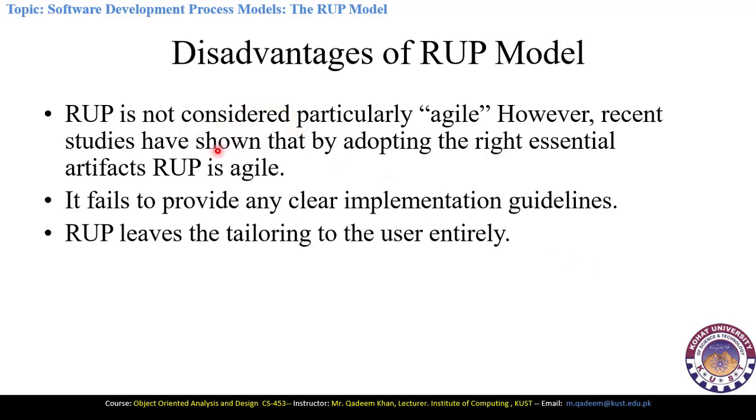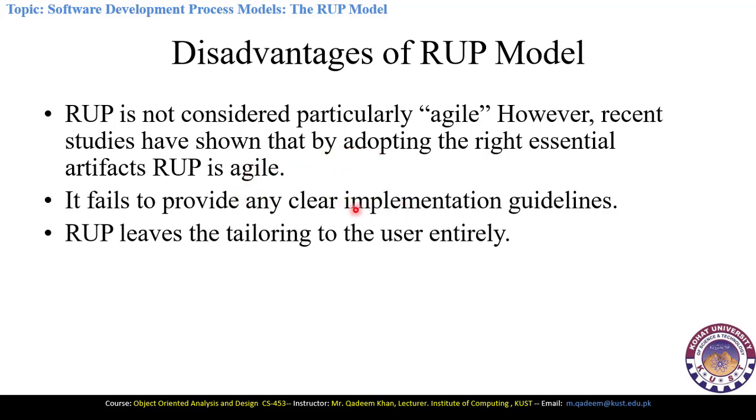Now, there are also certain disadvantages of the Rational Unified Process model. The first disadvantage is that the Rational Unified Process model is not considered particularly agile. It means that it is not an agile process model where we frequently or actively perform the development. Recent studies have shown that by adopting another version of the Rational Unified Process model, we can get the agile quality as well.